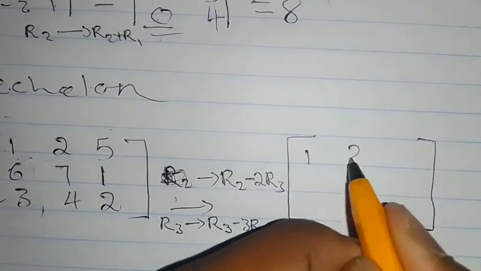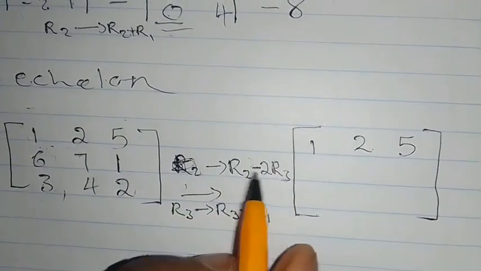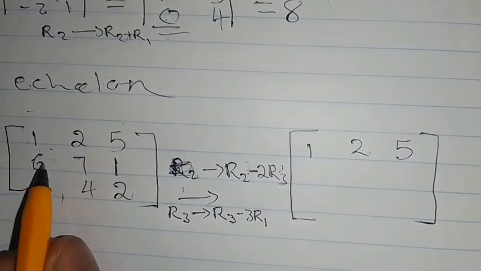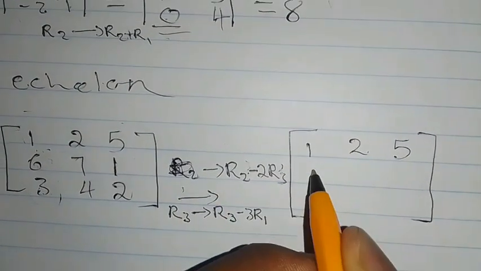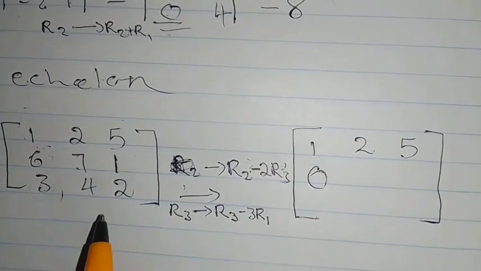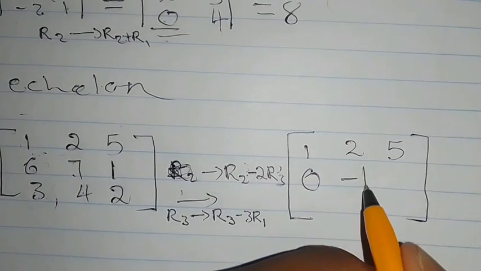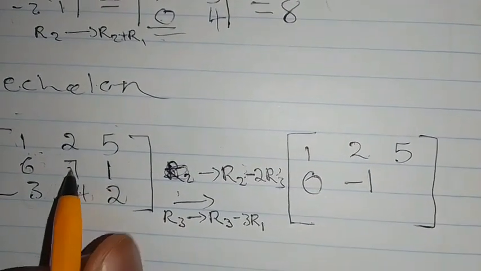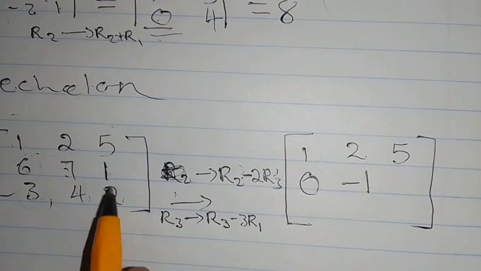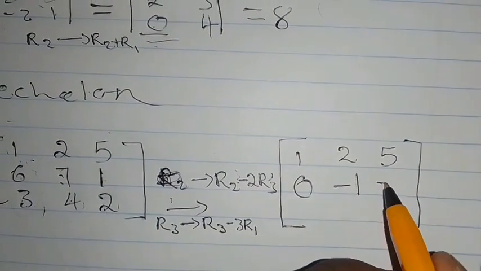So it's just 1, 2, 5. And then replacing row 2 with row 2 minus 2 row 3, it's going to be 6 minus 2 by 3, which is just going to give you 0. And then we have 7 minus 2 by 4, which is just going to give you minus 1. Since 4 times 2 is 8, then you have 7 minus 8. And then you have 1 minus 4, which is just going to give you minus 3.